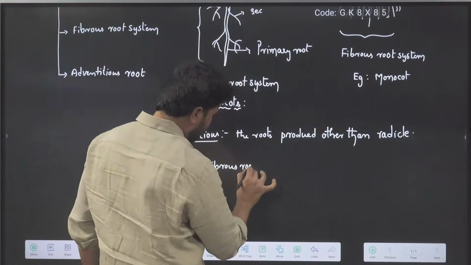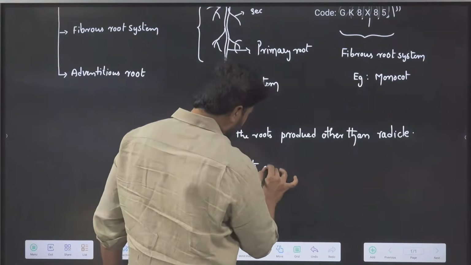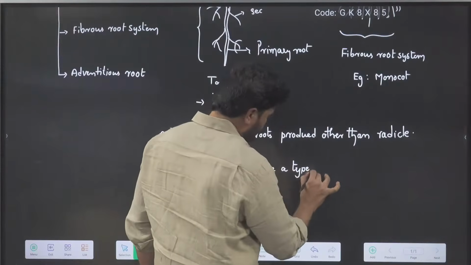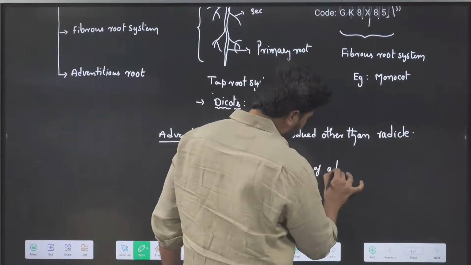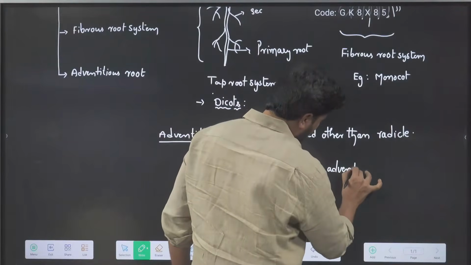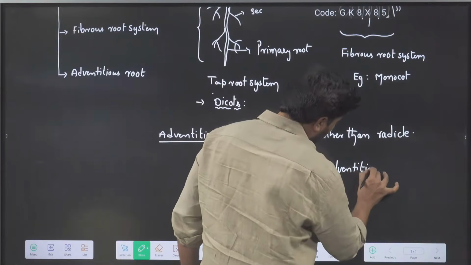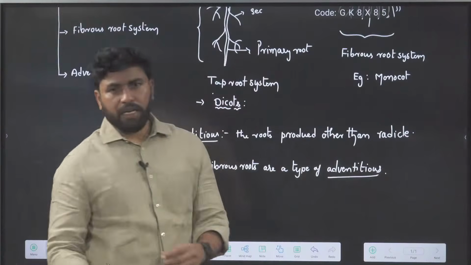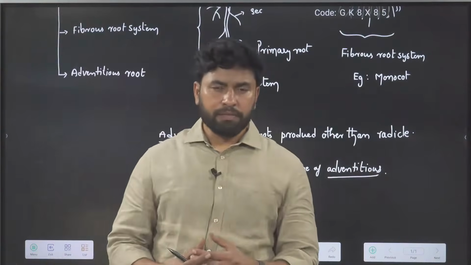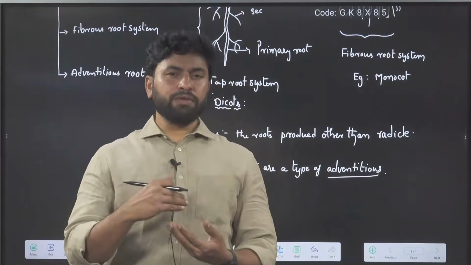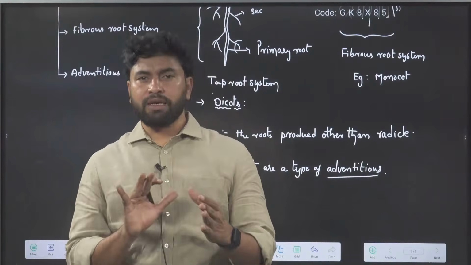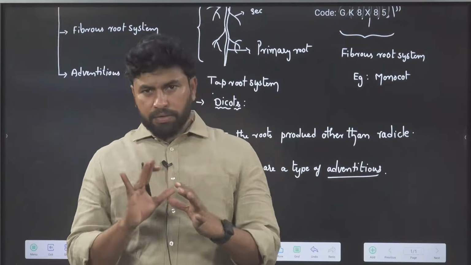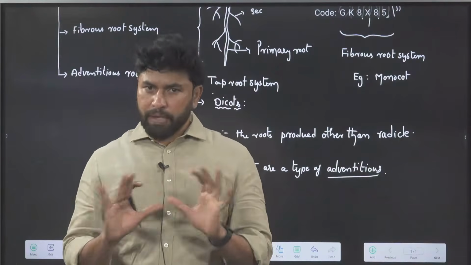Fibrous roots are a type of adventitious roots. Now, one thing I wanted to confirm related to questions. Generally, while they are giving options, they are giving fibrous roots and adventitious roots as separate types of roots. Believe that fibrous roots and adventitious roots are separate.